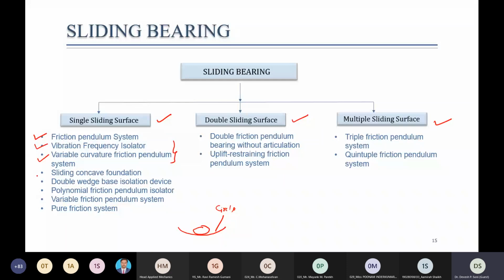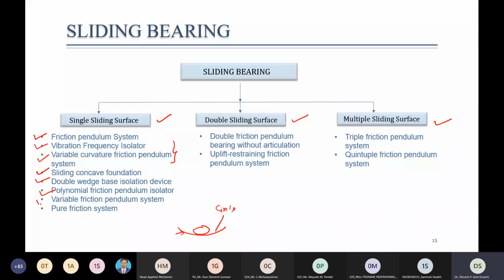Then the next one is sliding concave foundation. Here the foundation is given a special kind of concave shape and isolation property can be achieved. Then double wedge base isolation device, where double surfaces are used. Of course, the word double is used, but the sliding surface is only one. Then polynomial friction pendulum isolator. It is also similar to this friction pendulum, but the sliding geometry is described by a polynomial mathematical function.